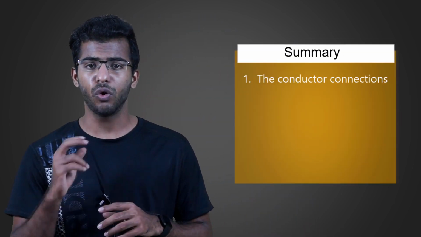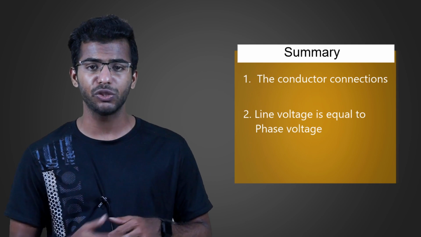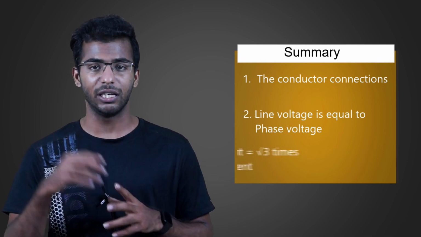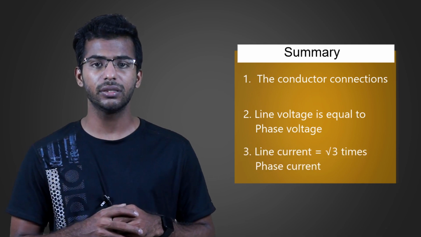To sum up, we learnt about the conductor connections. We also learned that the line voltage is equal to phase voltage and line current is equal to √3 times the phase current. In the next video, we learn about measurement of power in three-phase circuits.